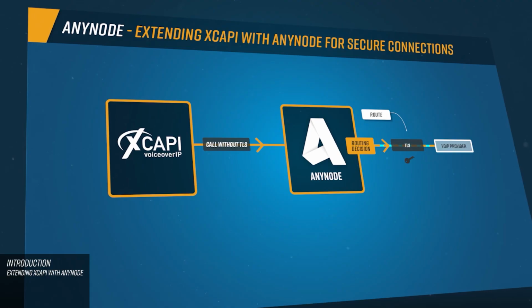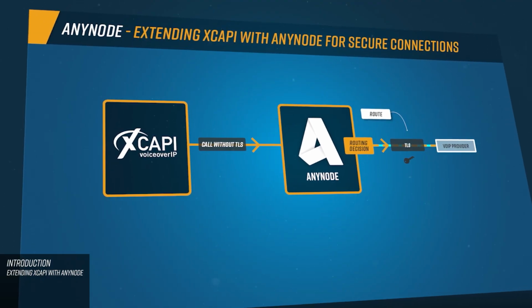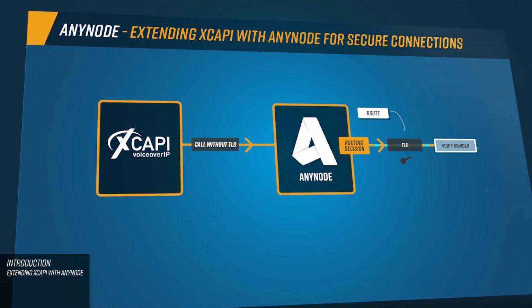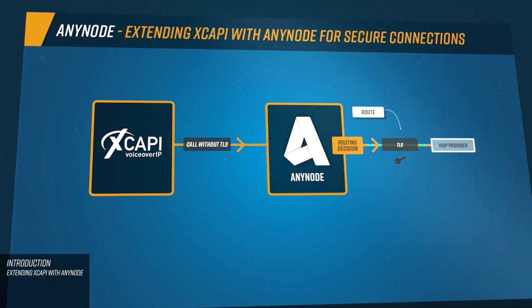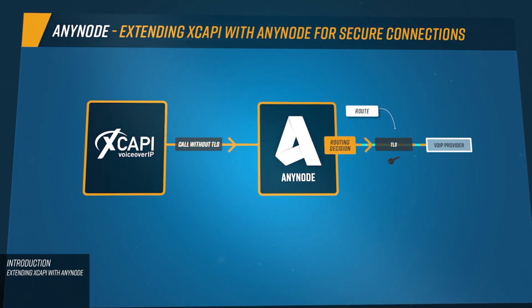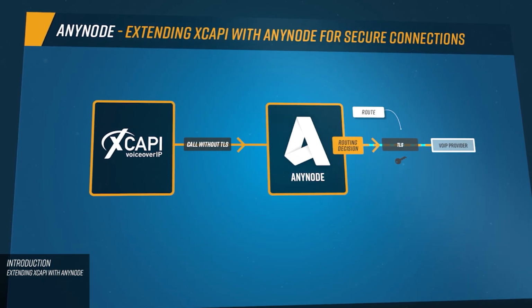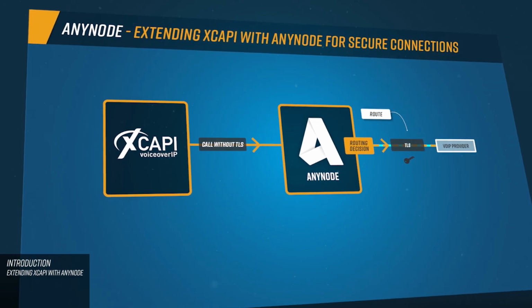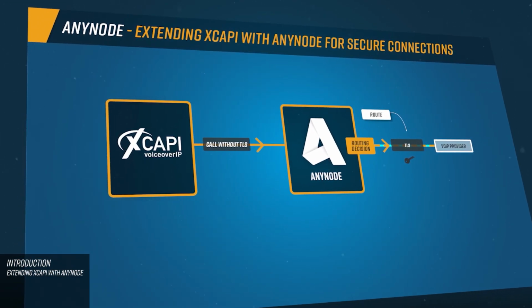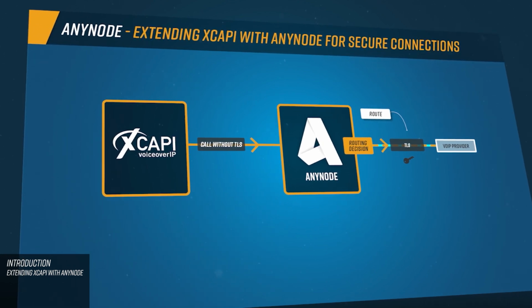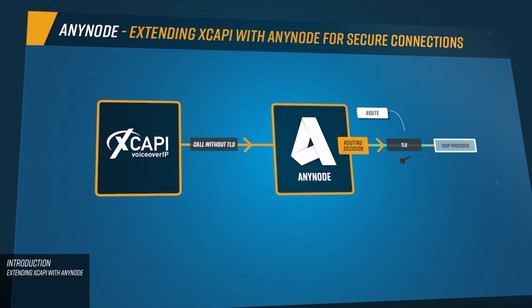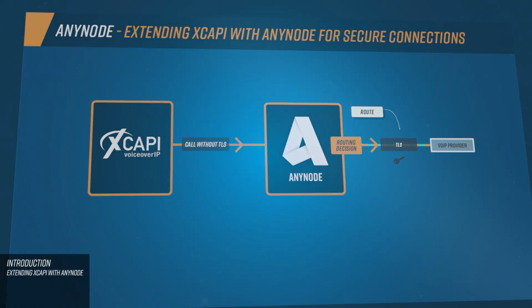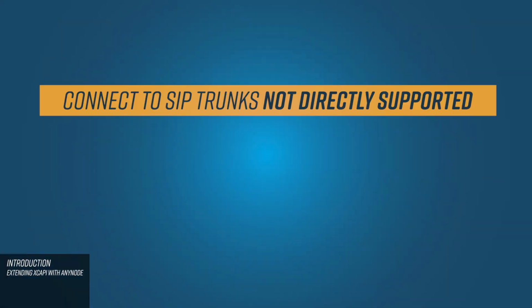While XCAPI is widely used as a flexible and software-based CAPI solution for voice over IP integrations, it does not natively support every SIP provider or protocol variation, particularly when encryption, TLS SRTP, or advanced SIP interop is required. That's where anynode comes in. By introducing anynode as a SIP-to-SIP interface between XCAPI and the external SIP provider, you can connect to SIP trunks not directly supported by XCAPI.